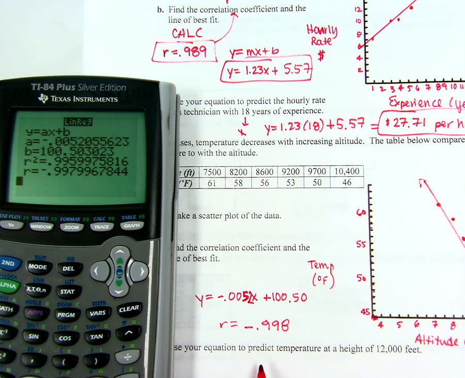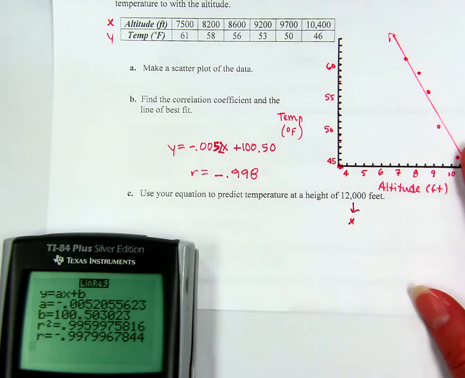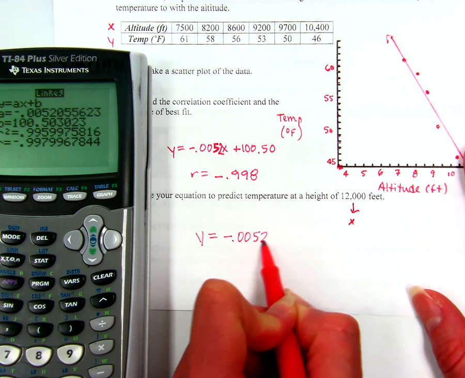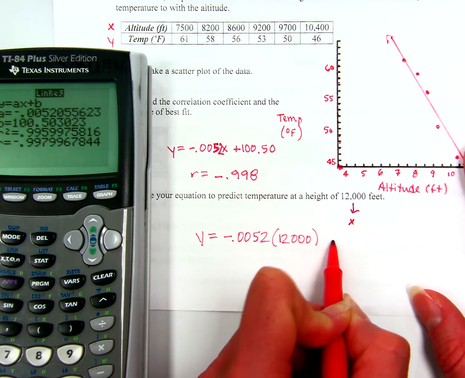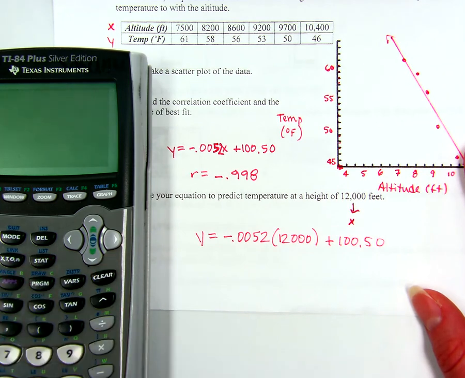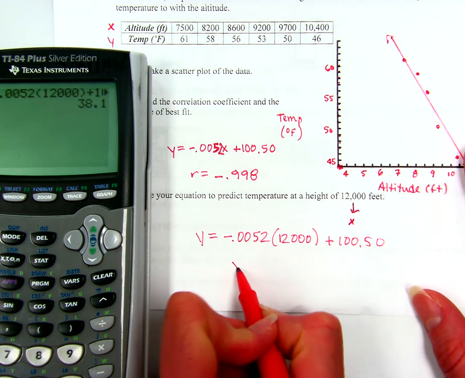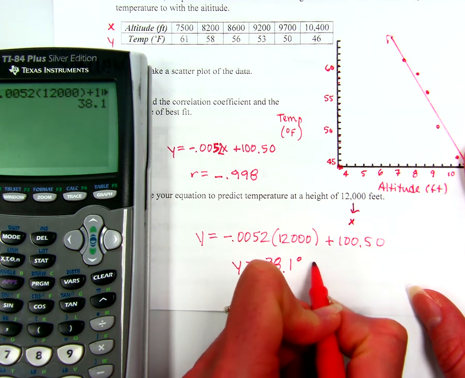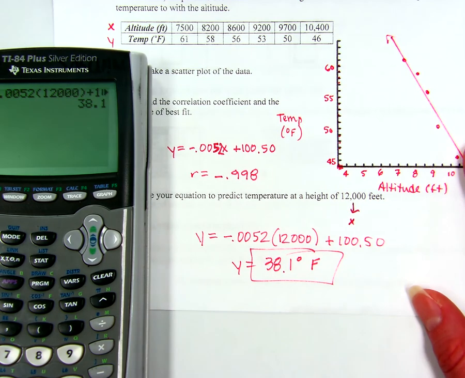It says use your equation to predict the temperature at a height of 12,000 feet. Since 12,000 feet is my x, I'm going to put that number in for x. So I'm going to have y equals negative 0.0052 times 12,000 plus 100.50, and I'll use my calculator to do that. That tells me that the temperature at 12,000 feet of altitude is going to be 38.1 degrees Fahrenheit. Okay, and then you're all done.